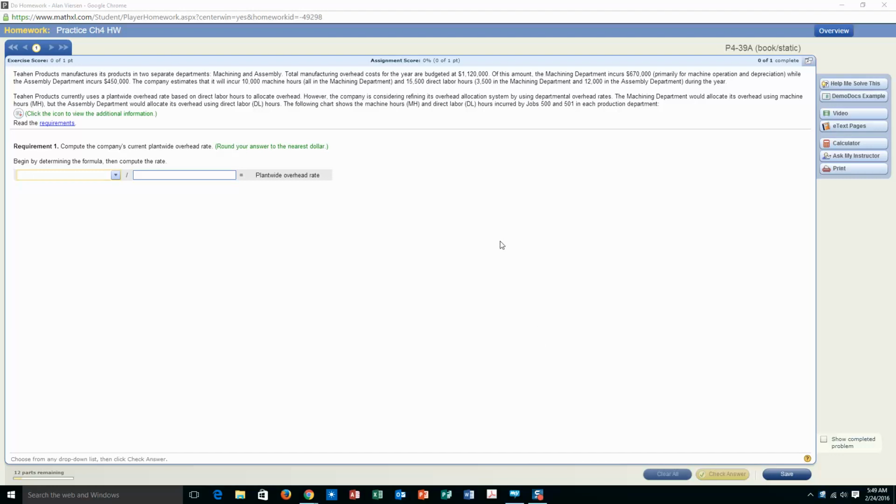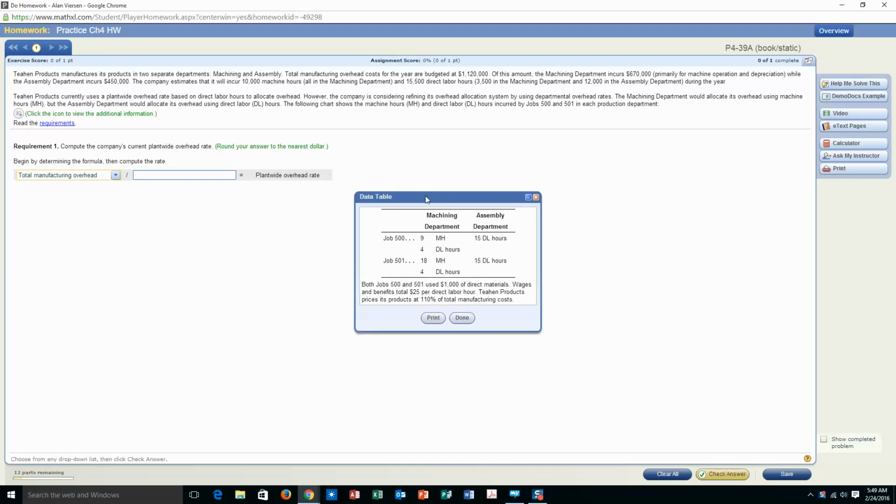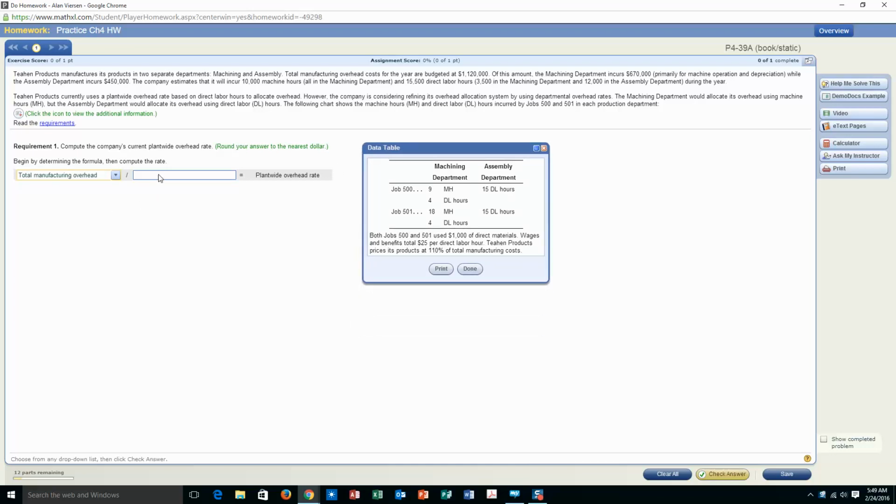I want to quickly go over problem number 4-39A. I'm going to begin with the fact that we're first going to compute the plant-wide rate, which will be the total manufacturing overhead, all of the information coming from the scenario and of course from our data table. I'm going to divide that by the total direct labor hours, because the scenario tells us that's our allocation base.